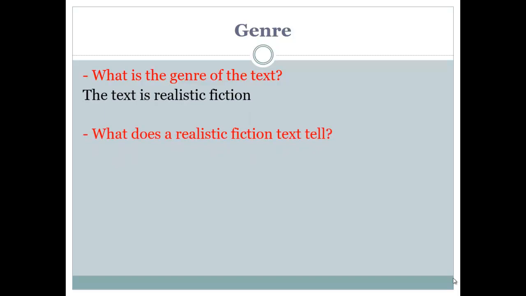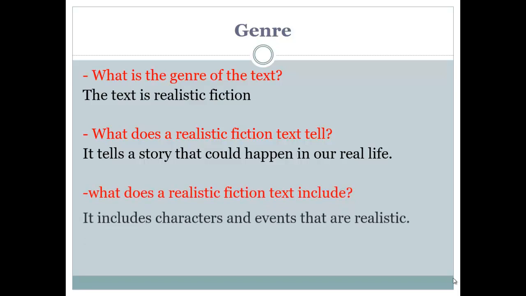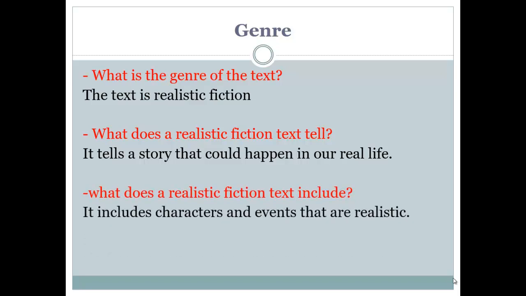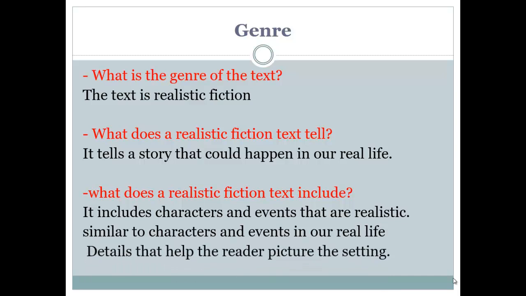What does a realistic fiction text tell? It tells a story that could happen in our real life. So the illustrations show pictures of people that could be in our real life, places that could be in our real life. So this story must be a story that could happen in our real life. What does a realistic fiction text include? It includes characters and events that are realistic, that are similar to characters and events in our real life. It also includes details that help the reader to picture the setting of the story.